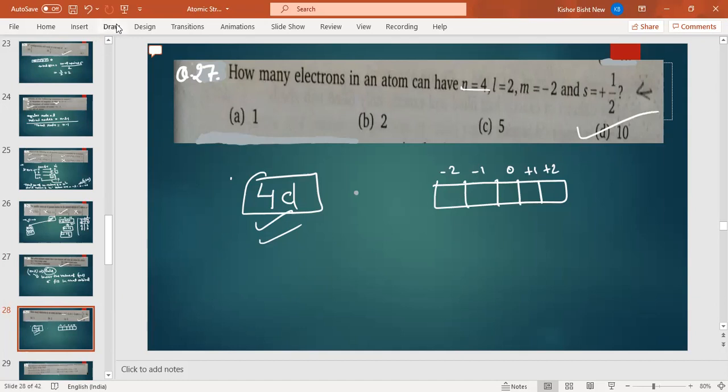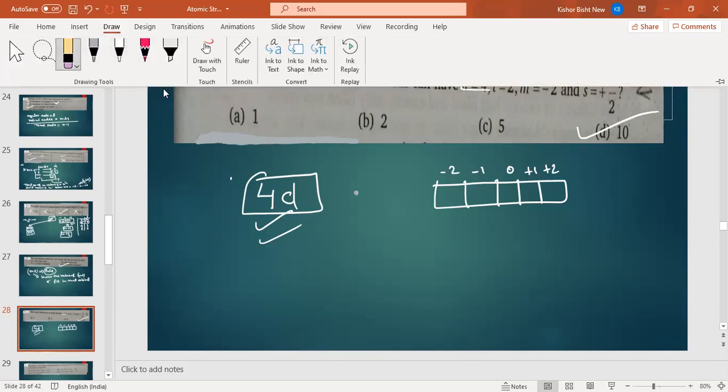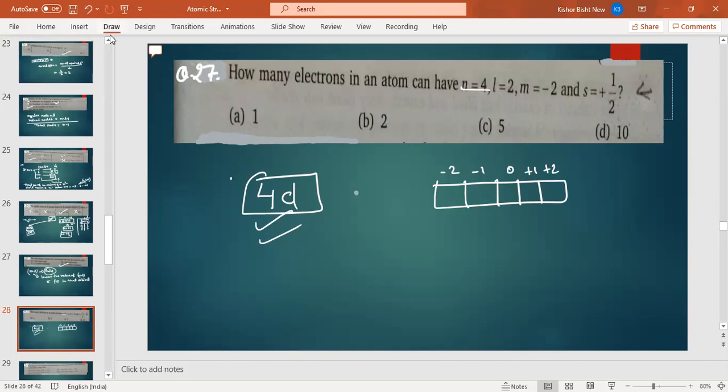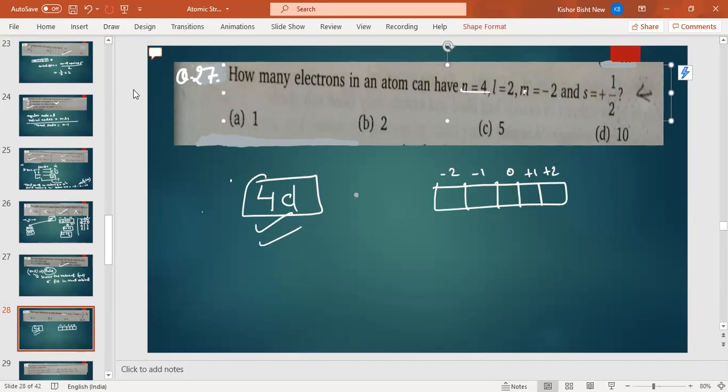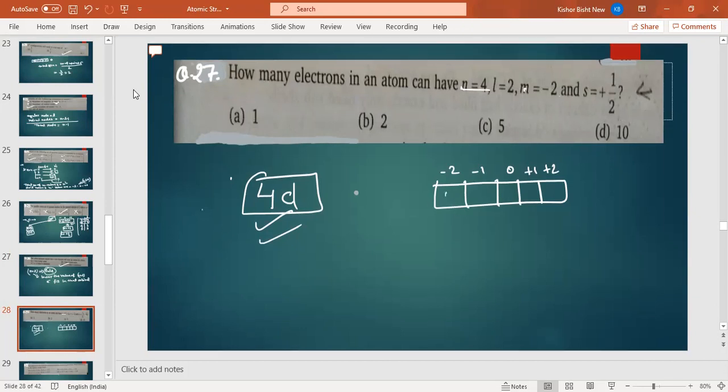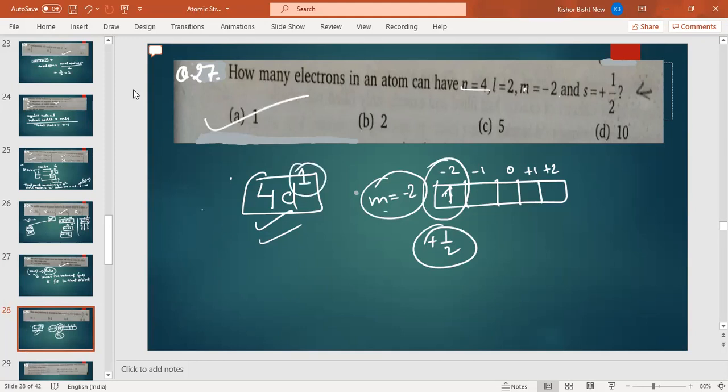No, this will not. This is only one electron because, okay, here, sorry, m is equal to minus 2 and s is plus 1/2. So here there is 1 electron in this one. So in the d orbital, how many electrons? Only, the s value is plus 1/2 for this one, and the m value is minus 2. So it is showing 4d, but in the 4d only 1 electron is present. So it is 4d1. So the answer is A.